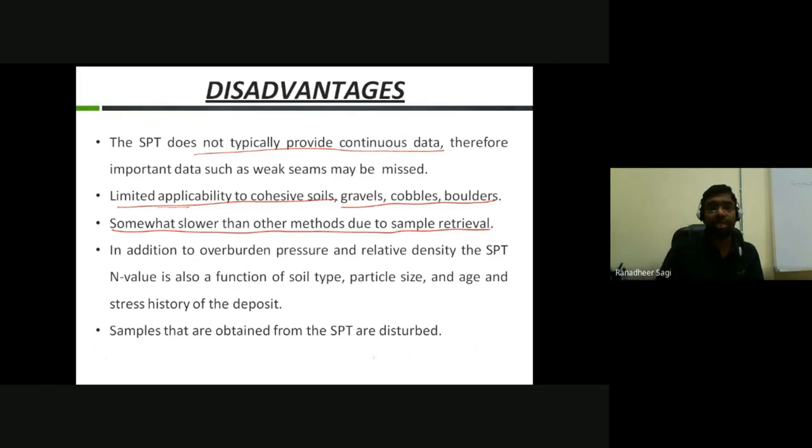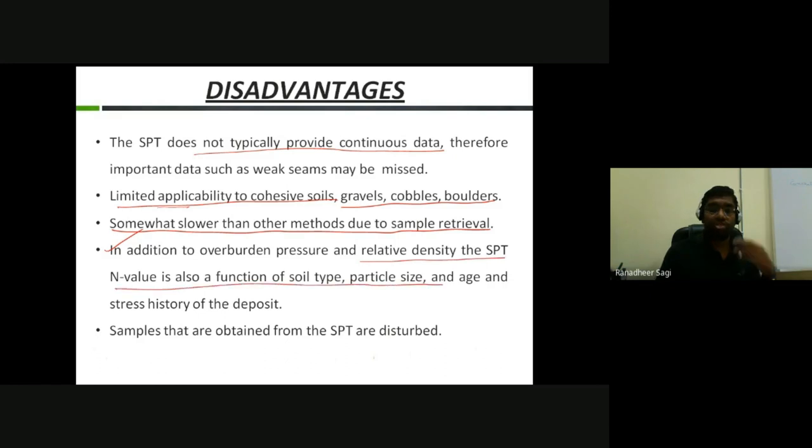But when it comes to some other tests, like the standard cone penetration test, in that case we continuously perform the test throughout the depth in the soil strata, and it is carried out at a relatively faster rate, because in the static cone penetration test we are not collecting any soil sample. So obviously the time required for carrying out that test throughout the depth is relatively very, very fast.